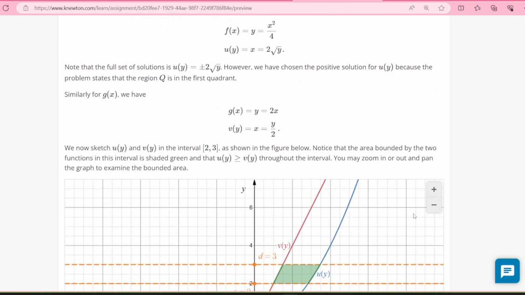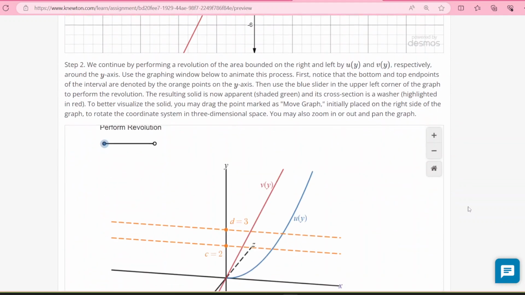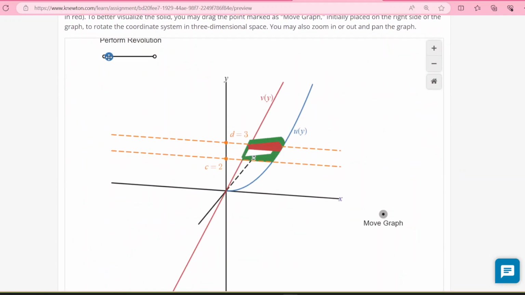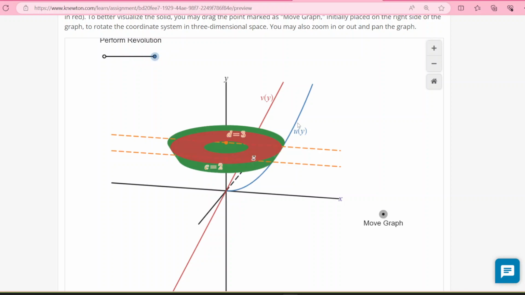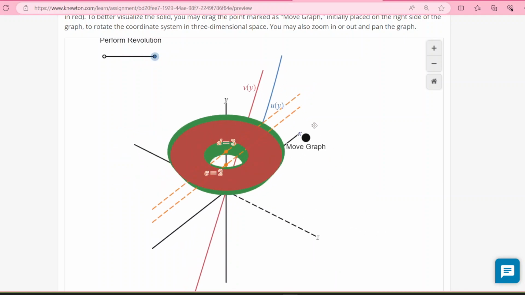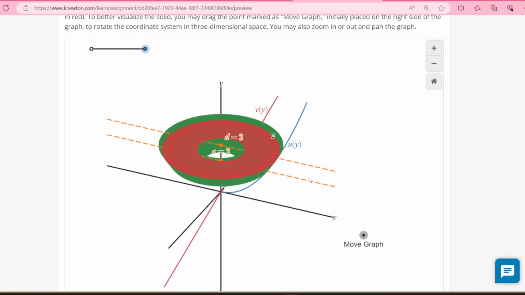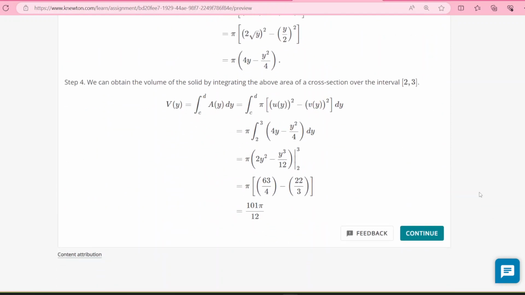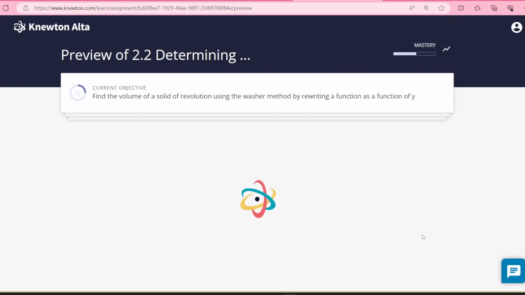I run you through it here, show you the region, and show you what happens when you rotate that region around the y-axis. You start creating this 3D shape. You can move the graph around, zoom in, zoom out, and we've got the volume.